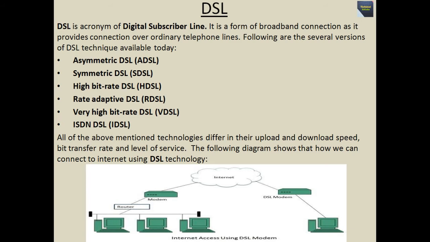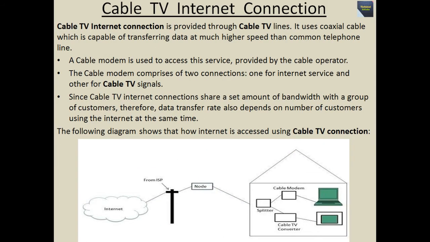Customers can still place calls while surfing the internet, right? Now I talk about cable TV internet connection. Cable TV internet connection is provided through cable TV lines. It uses coaxial cable, which is capable of transferring data at much higher speed than common telephone line.